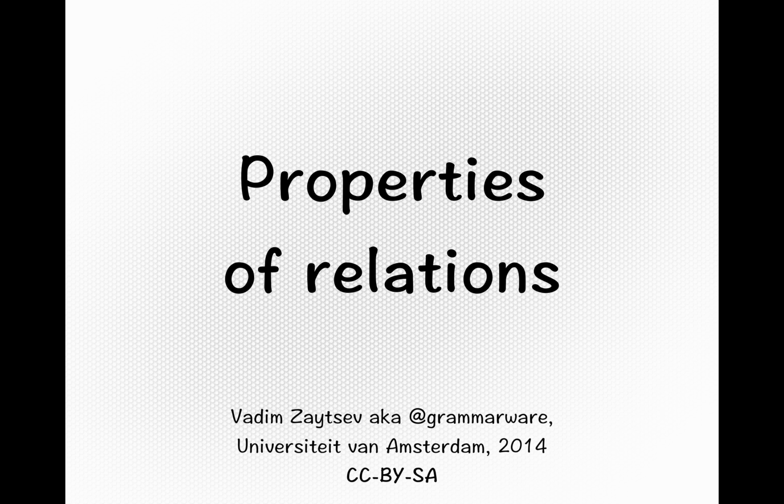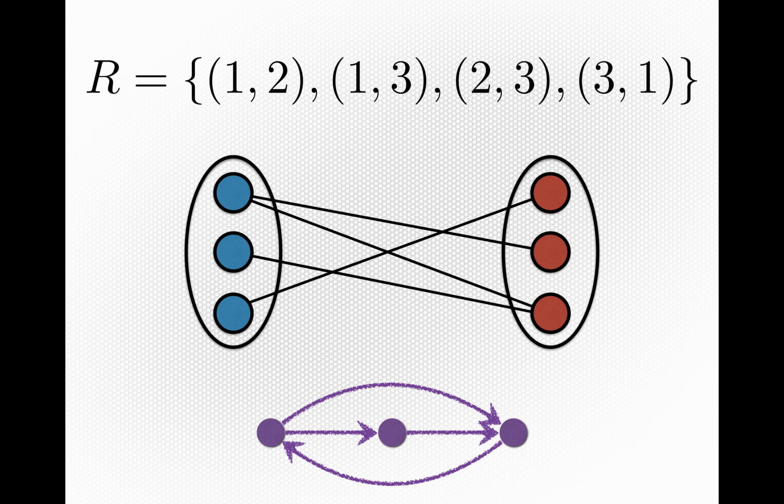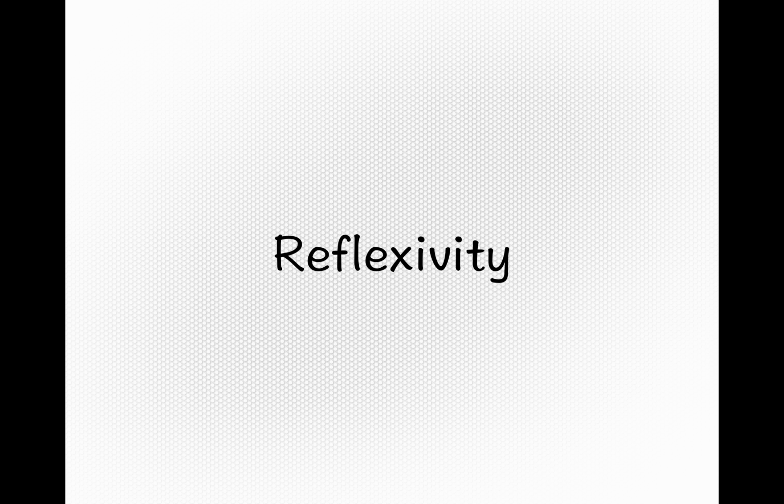Assuming you know about relations, let's talk about what kind of properties they can have. For simplicity, we will use R that is a subset of A times A, so the input and output set are the same, and we will use the transition-based representation of every relation. So there are three main families of properties.